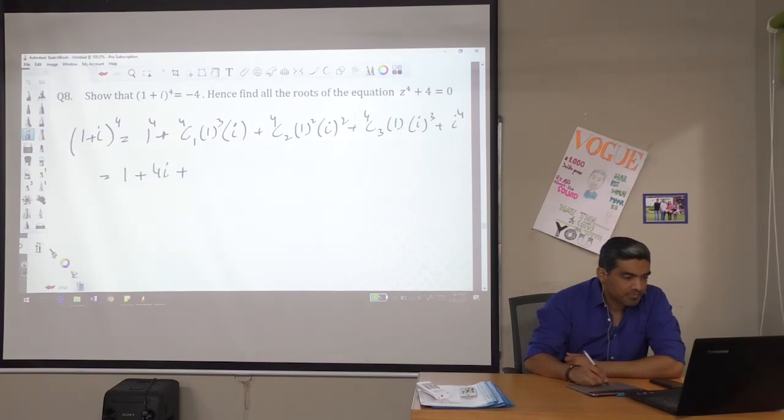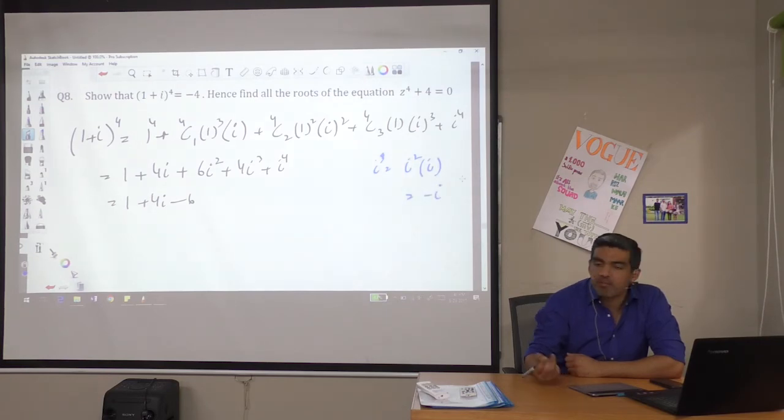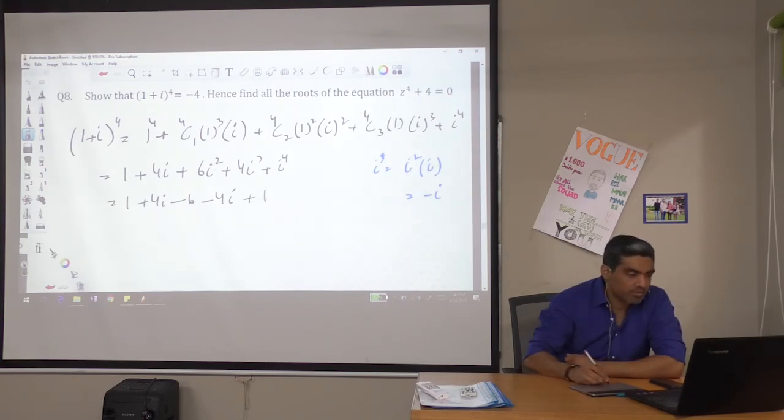4i squared, 6i squared. i squared is minus 1, and i cubed is i squared into i. So i cubed is minus i. I hope you are okay with that. So this would become a minus 4i. And i to the power 4 is i squared into i squared, minus into minus, plus 1. So check, your answer is minus 4.